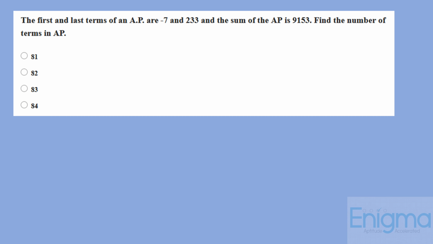The first and last terms of an AP are -7 and 233, and the sum of the AP is 9153. Find the number of terms in AP.